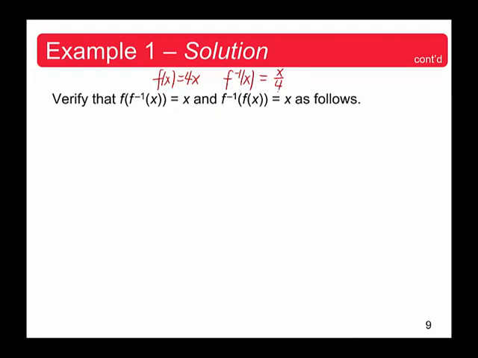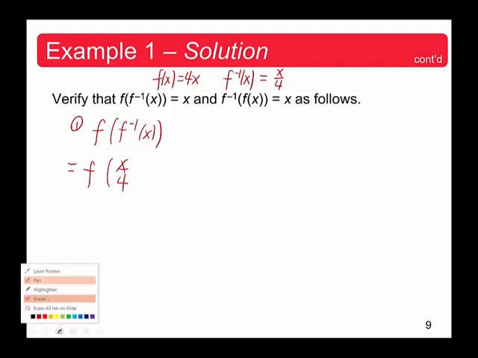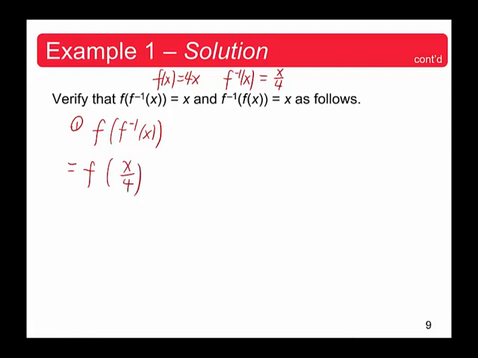So first, let's verify f composed with the inverse function. The inverse function is x over 4. Now we go back to the original function and replace x with the given expression x over 4, and we should end up with the result. It's 4 times x over 4, which turns out to be x. So we verify that it's the identity function.